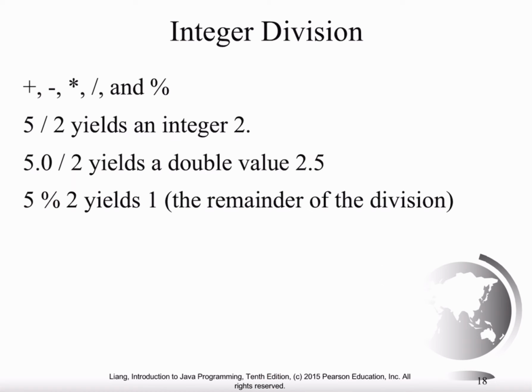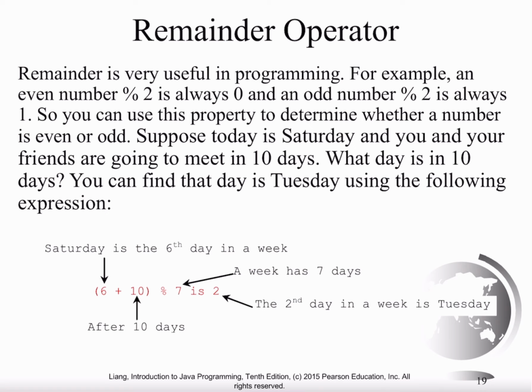Integer division. When you divide 5 and 2, you are going to have a remainder which is a double value, so you can't use an integer. Here is an example of a remainder operator.